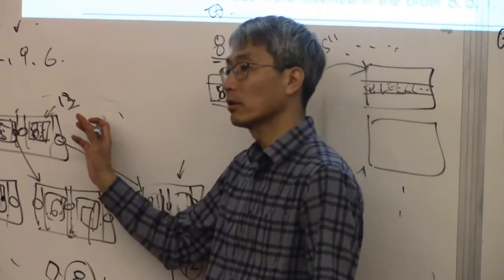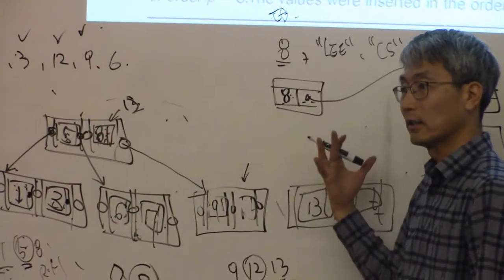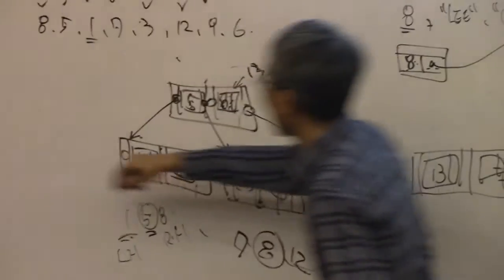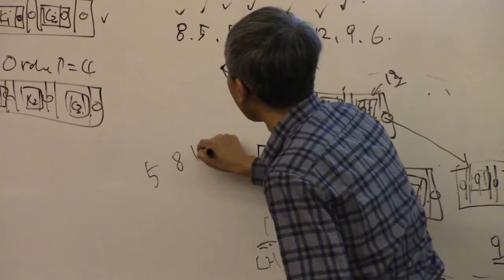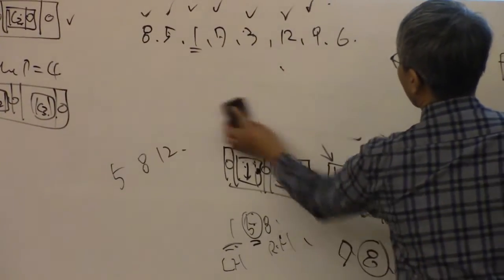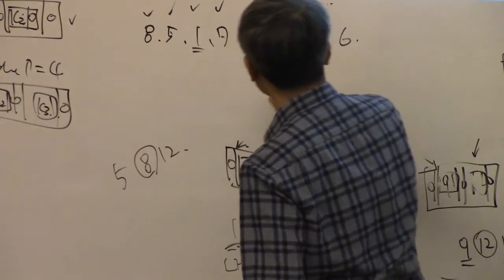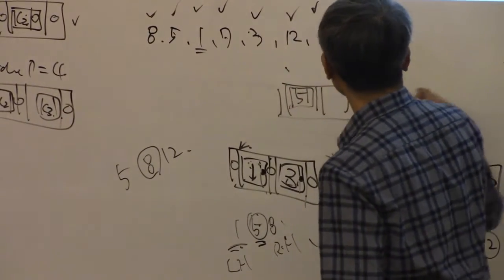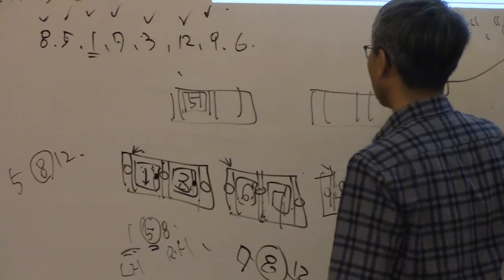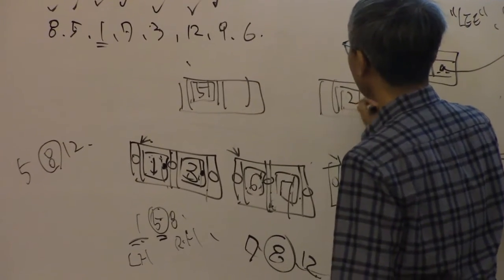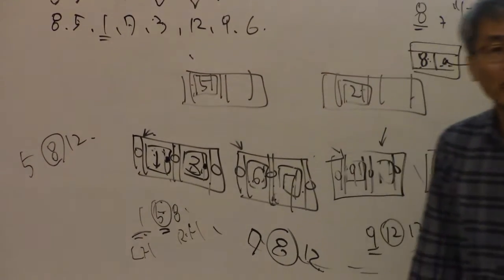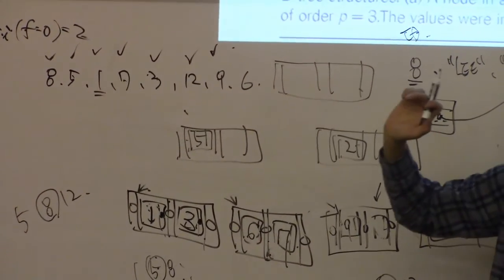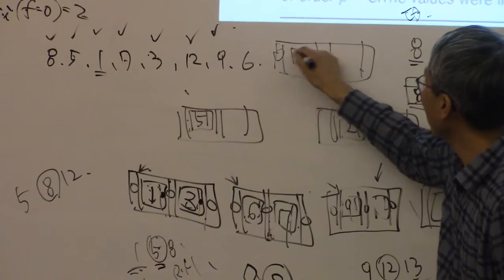In the parent node, same process. In case of 5, 8, 12, find the middle value, 8. Left hand side 5 and right hand side 12. And the middle value will be promoted. Promotion creates a new index node. So this will be 8.